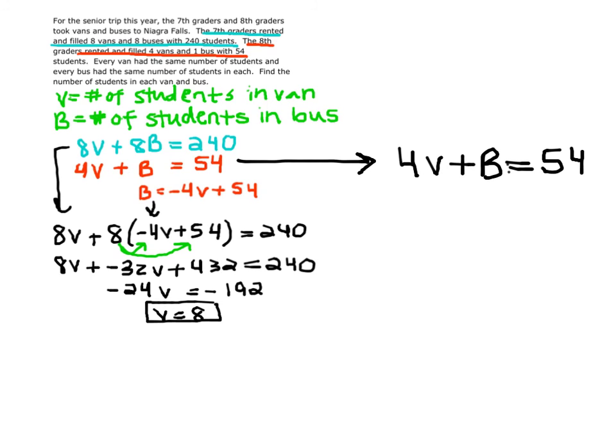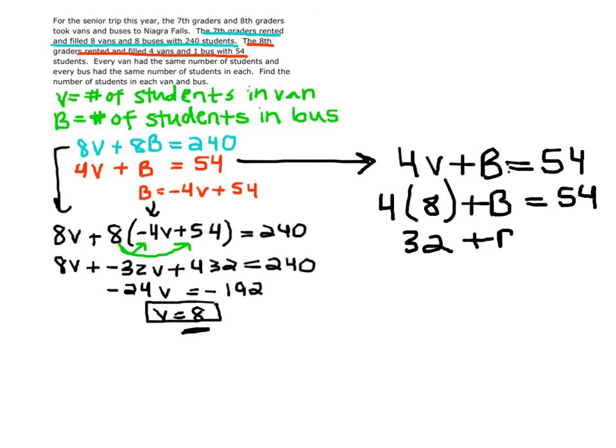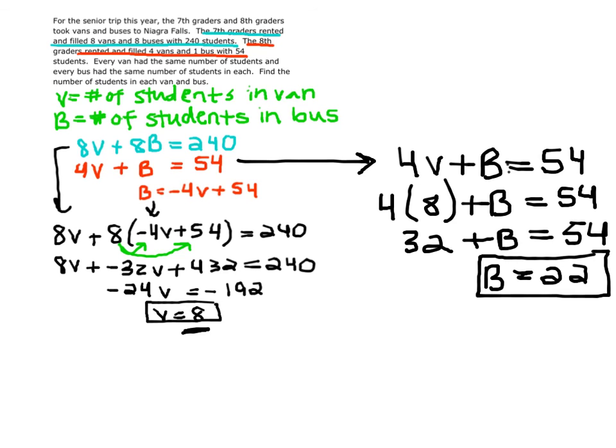We know what V is. We'll substitute that in. So V equals 8. So 4 times 8 plus B equals 54. Simplifying, we have 32 plus B equals 54. And subtracting 32 from both sides, we find that B equals 22. So there are 22 students in each bus and 8 students in each van.